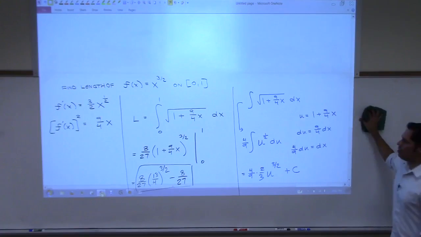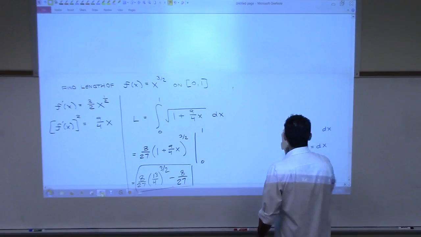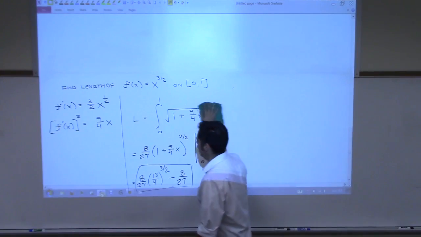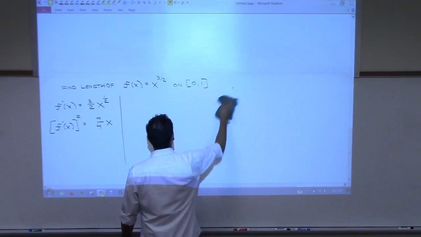Let's do something a little harder. This next problem always seems to find its way onto my test. I'm not quite sure why. I just enjoy this type of problem.